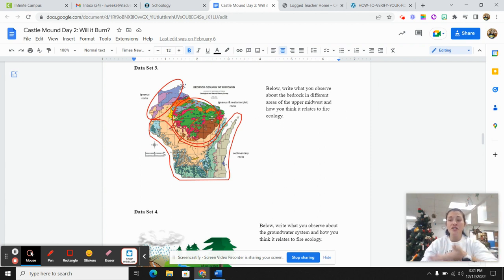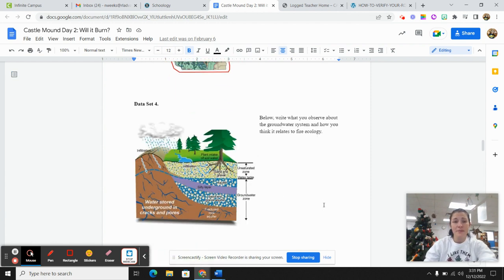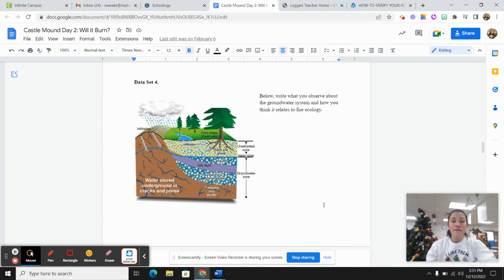So this relates to fire ecology because of water availability for the different trees that exist above these bedrock layers. Igneous and metamorphic rock don't hold a lot of water. Sedimentary rock does. So for data set 4, now we're looking underground. What do we observe about this groundwater system and how it relates to fire ecology?